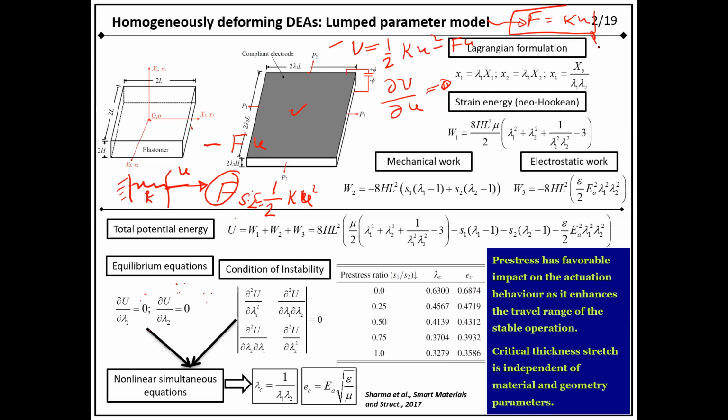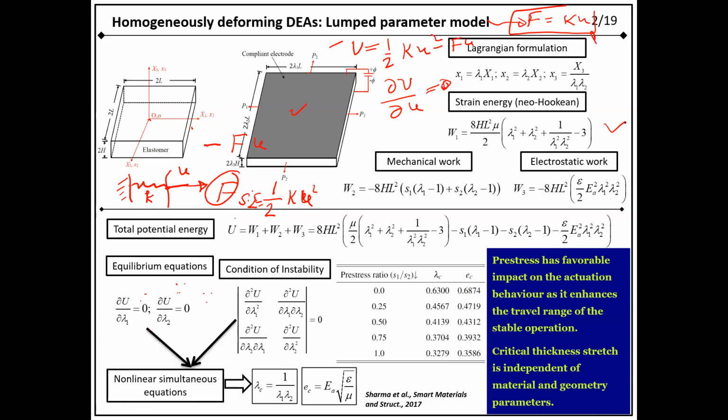Similarly, here we will be relating the applied potential difference with the deformation. So how will we obtain it? First of all, we will write the strain energy. The strain energy associated with this system, or the elastomer, is like this. This is the expression for the total strain energy.